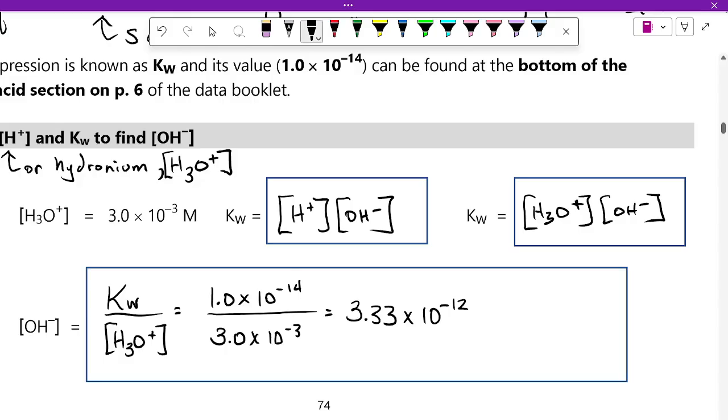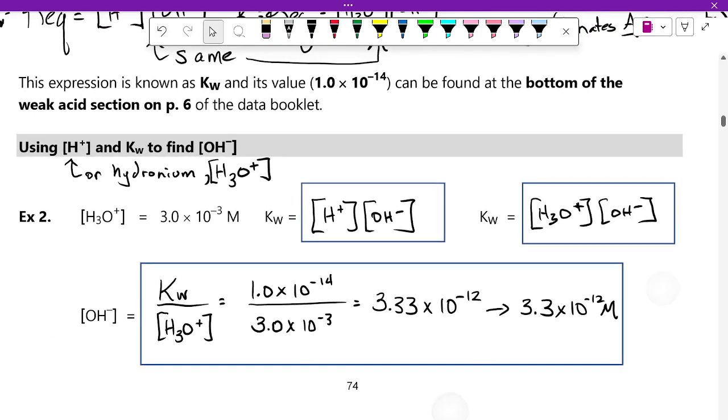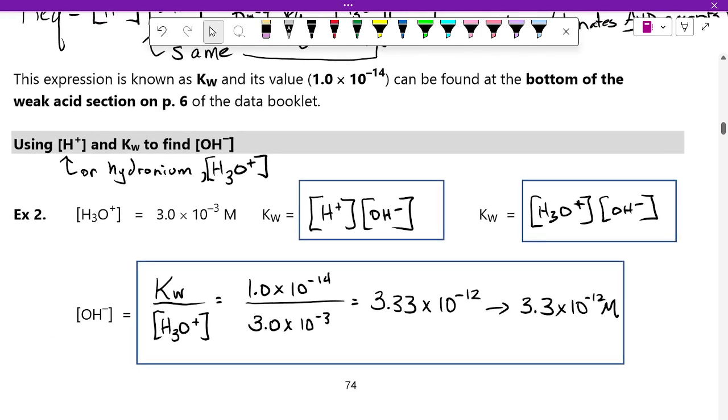How many sig figs should we have? 2. 3.3 times 10 to the negative 12. Am I missing anything in my answer? Units. It's concentration, so the unit is capital M molarity. Is that relatively straightforward? Okay, so anytime I give you hydrogen, you can find hydroxide concentration. Anytime I give you hydroxide, you can find hydrogen because you have that relationship between them, and that is KW.